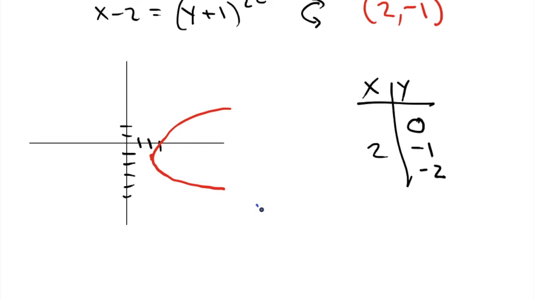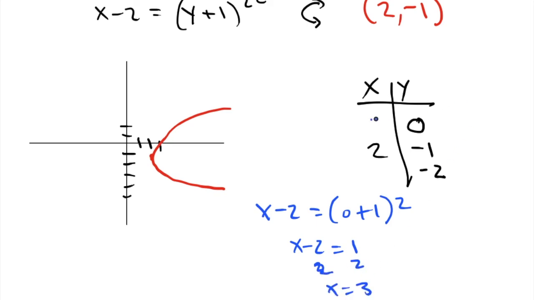So let's do that. X minus 2 equals 0 plus 1 squared. X minus 2 equals 1. And when we add 2, we're going to get x equals 3. And we could do the same thing. X minus 2 equals -2 plus 1. Okay, we're going to get -1 squared, which is 1. And when we add 2 to both sides, we get x equals 3.